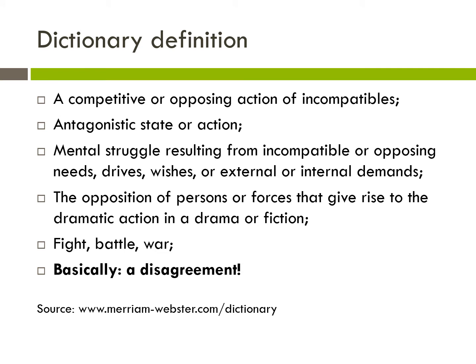So what is conflict? If you look in Merriam-Webster's dictionary, you'll find several different definitions. Here, we've got a few of those. A competitive or opposing action of incompatibles, the opposition of persons or forces that give rise to the dramatic action in the drama or fiction, and then a fight, a battle, or a war. Basically, we're looking at some type of disagreement.